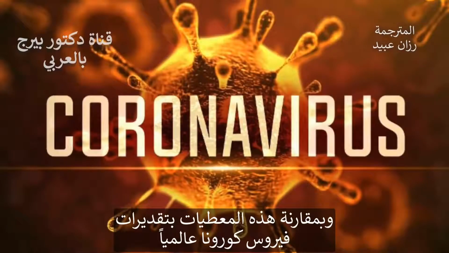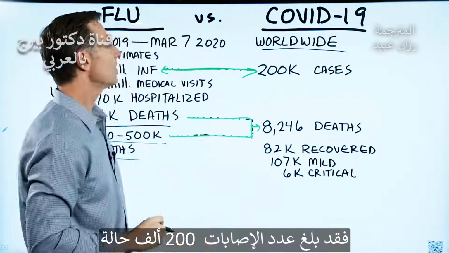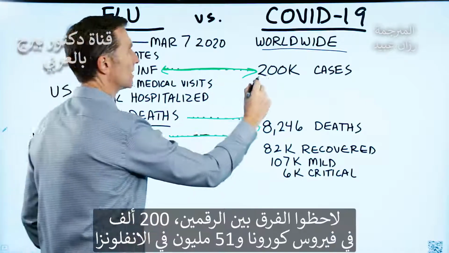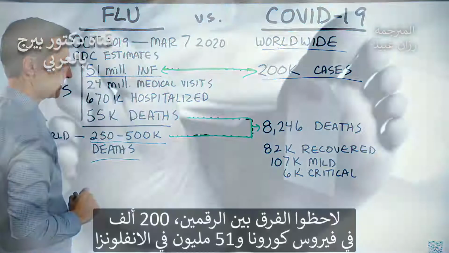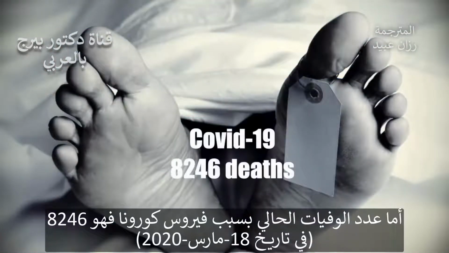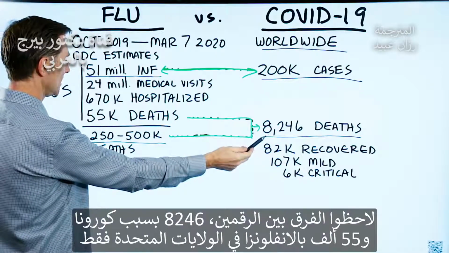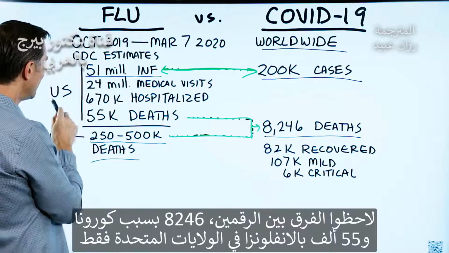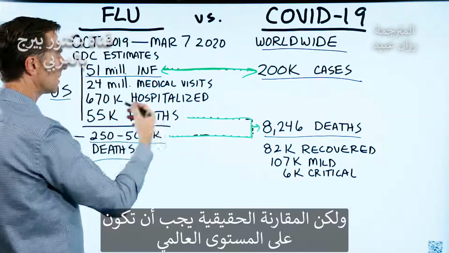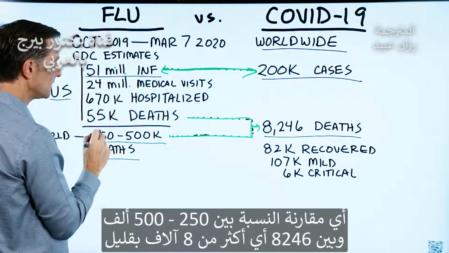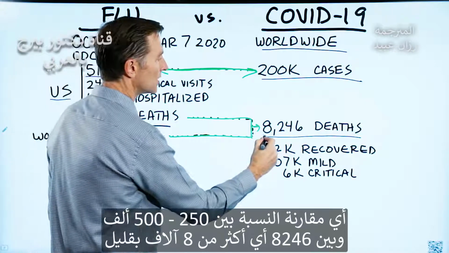Now, if we compare this data to the coronavirus data, and we're going to talk just worldwide, we had 200,000 cases. So just look at this right here. 200,000 cases to 51 million cases. And the deaths currently are 8,246. But I do want to just have you take a look, compare this number right here to 55,000. That's in the US, but the true comparison should be worldwide because we want to compare apples to apples. Between 250,000 to 500,000 people died versus a little more than 8,000.